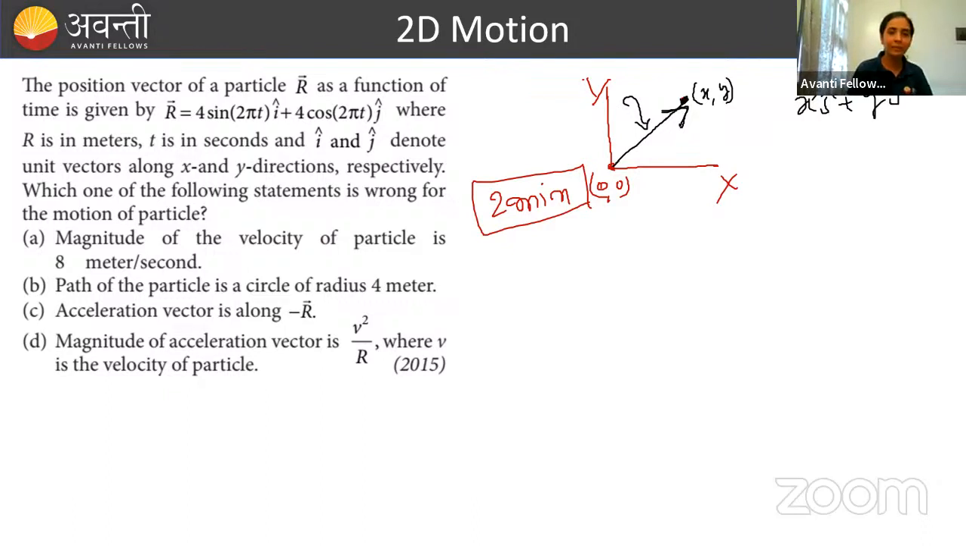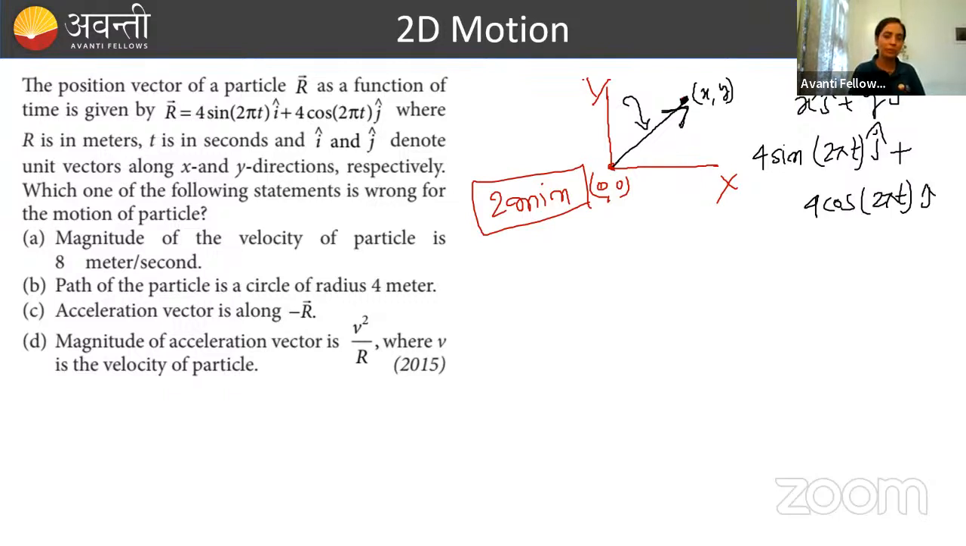And here in the question, what is given as position vector? It is given as 4 sine 2 pi t i cap plus 4 cos 2 pi t j cap. Okay, this is the position vector, right? If you look carefully at this position vector, this is x and this is y. Done.